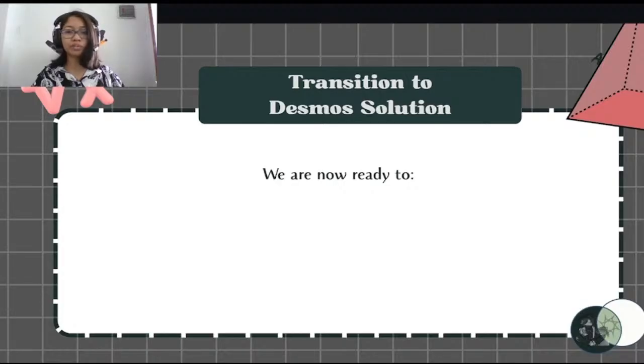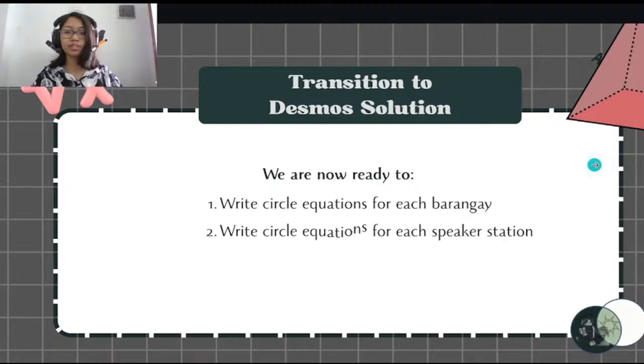With this background, we're ready to open Desmos and type the equations that represent real-life coverage for Malanday, Tumana, and Nangka. Now, we know how to write circle equations for each barangay, write circle equations for each speaker station, and use Desmos to confirm coverage visually.